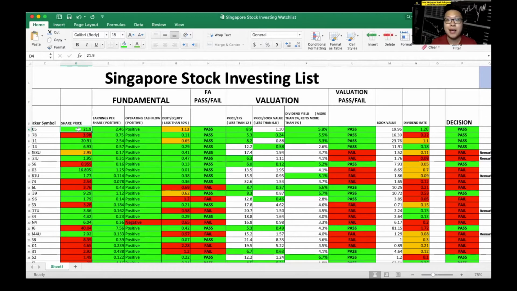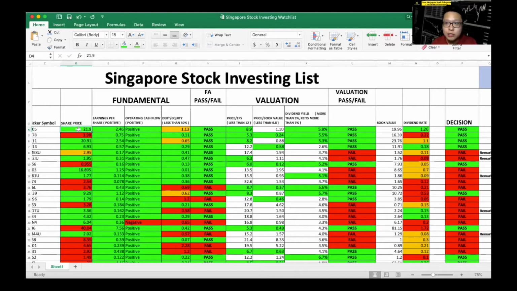But at the same time, I think it is important that we understand that the market doesn't just go up. $21.90, can it go down to $15? The answer is yes, it is also possible. So always make sure that when you invest in companies, don't put all your money inside. Make sure that this is money that you are willing to set aside for 3 to 5 years without looking at it.